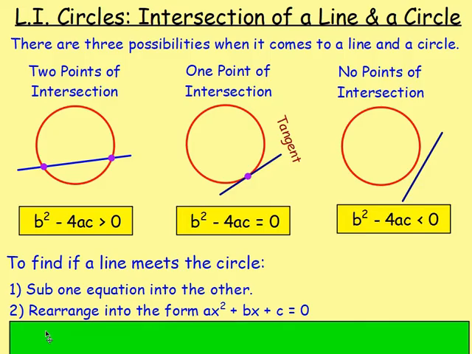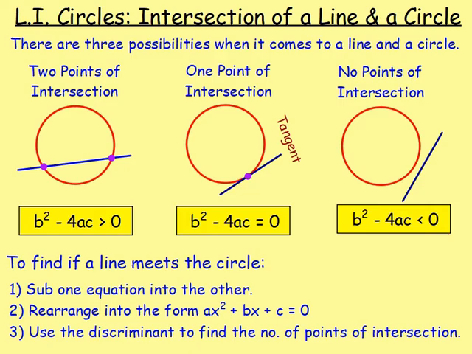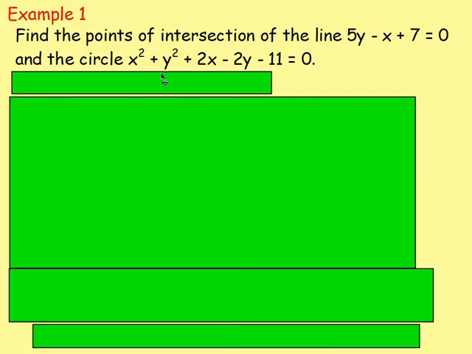After you have your quadratic, you can then use the discriminant to find out the number of points of intersection. So let's move on and do some examples. Example number 1: find the points of intersection of the line 5y minus x plus 7 equals 0 and the circle x squared plus y squared plus 2x minus 2y minus 11 equals 0.